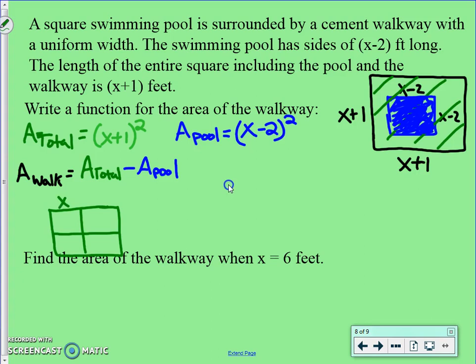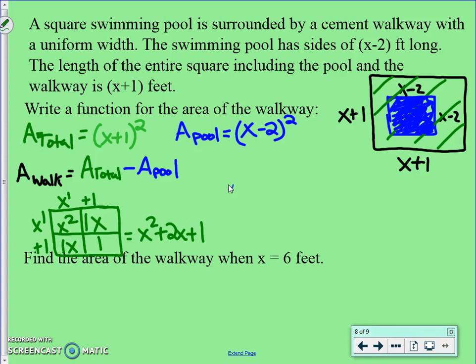Drawing in our Punnett square, we'll put the exponent of 1 on both x's. X times x will give us x squared from adding the exponents of 1 and 1 to give us 2. X times 1 is 1x. 1 times x is also 1x, and 1 times 1 is 1. When we look at that, we're going to get x squared plus 2x plus 1. That is the total area of our pool and walkway.